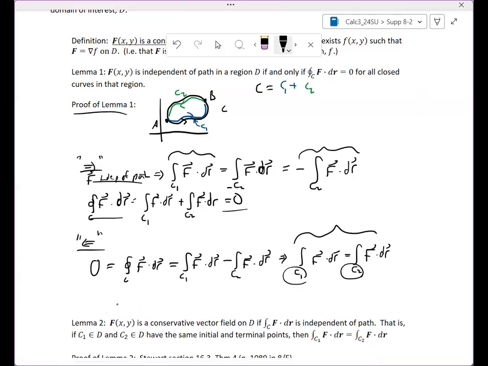Oops, and I missed a negative here, didn't I? So C is C1 plus C2, or C1 minus the integral over negative C2, so that they're going in the same direction. So pop that negative on the C2s in this second part here.